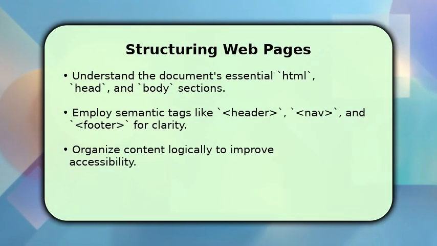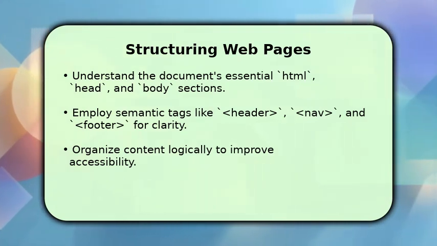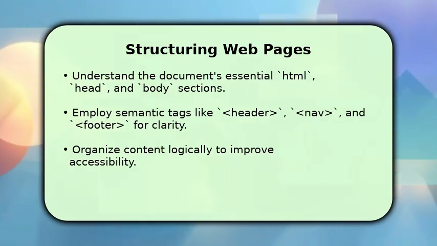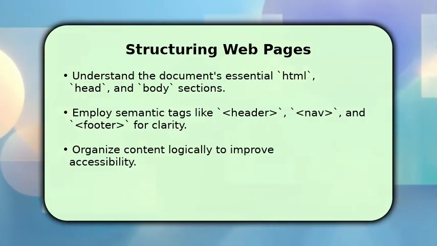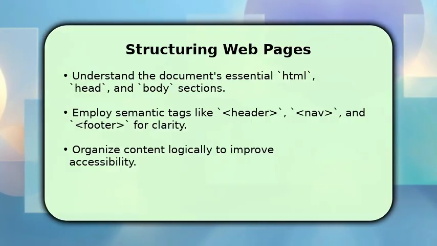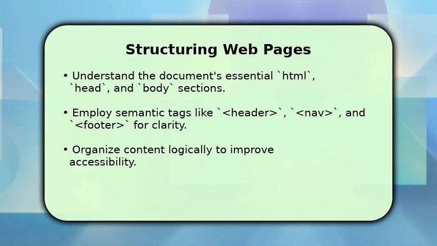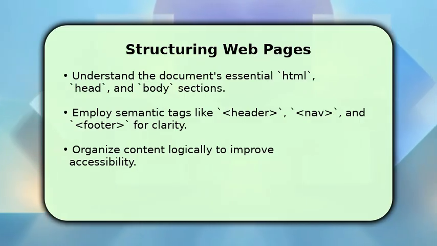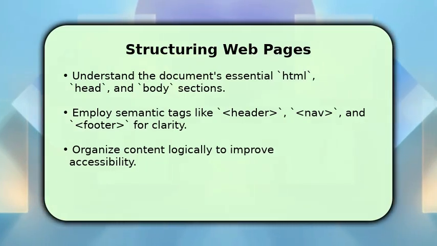Now, let's explore how to structure an entire web page effectively. Every HTML document begins with a doctype declaration, followed by the HTML root element containing both head and body sections. The head holds metadata, while the body contains visible content. We'll also introduce semantic tags like header, nav, main, and footer, which provide meaning and improve search engine optimization. Proper structure is key for both users and web crawlers.